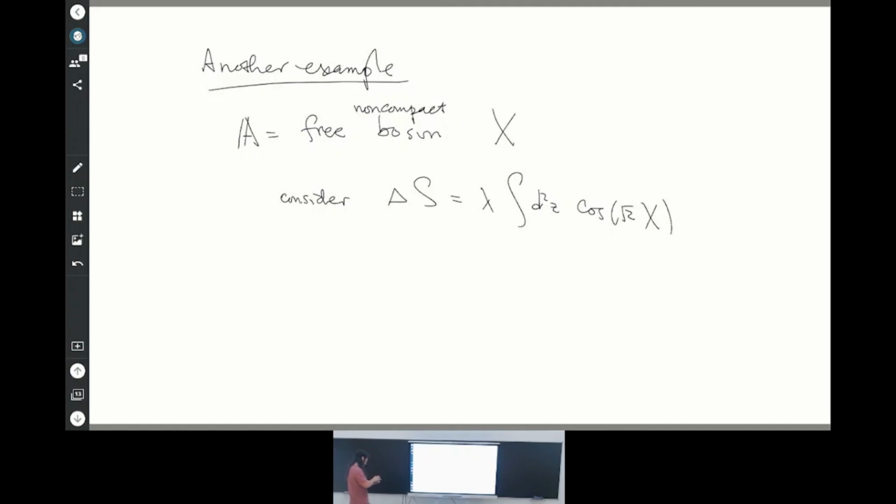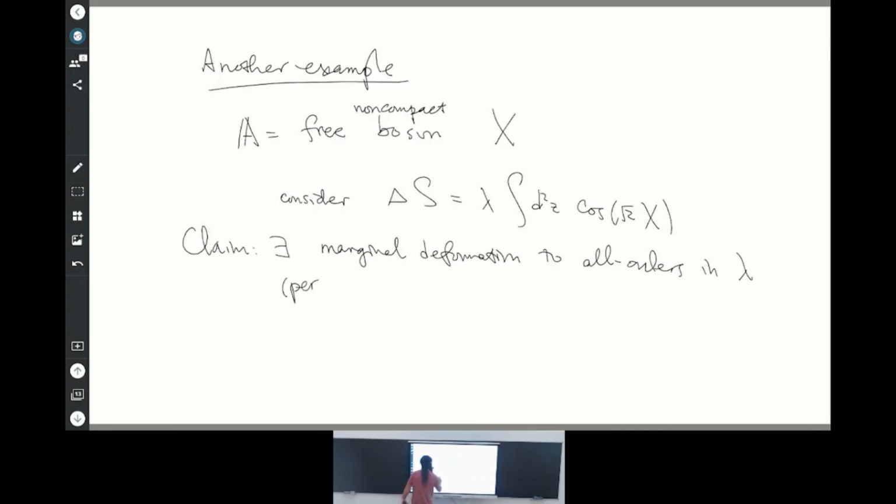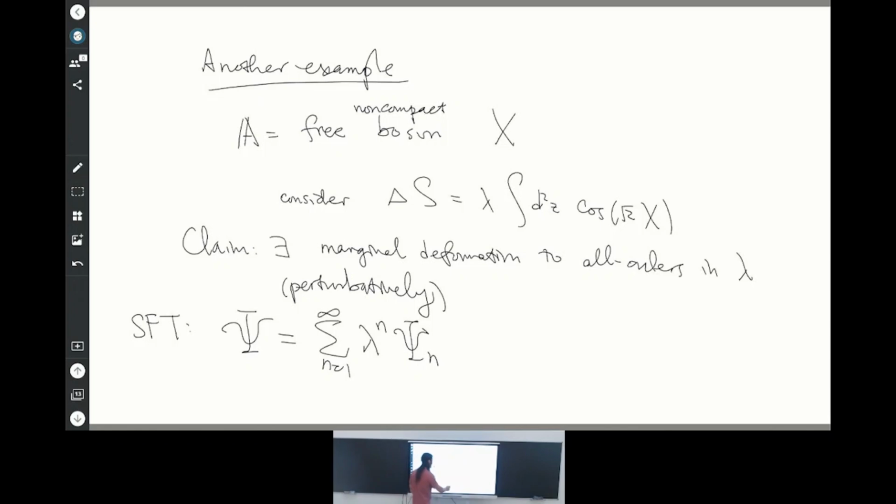So the claim is that actually there exists such a marginal deformation to all orders in lambda, perturbatively. I want to emphasize perturbatively. Perturbatively to all orders in lambda. In the string field theory framework, one can construct a solution psi, which is the sum of lambda^n psi_n from n equals 1 to infinity, that solves the equation of motion order by order in lambda.